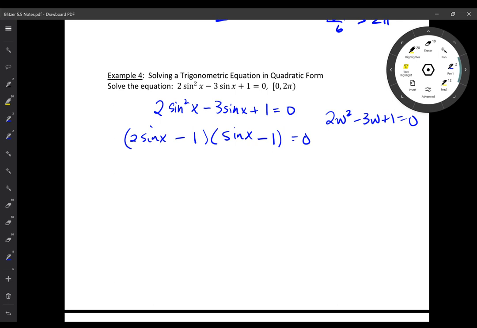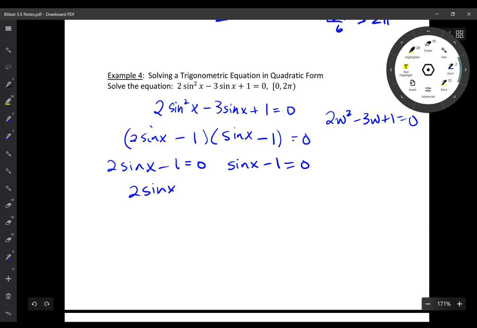So now I need to go ahead and solve with zero product property. So 2 sine x minus 1 equals 0, and sine x minus 1 equals 0. So it's 2 sine x equals 1, sine x equals 1/2. And on the next one, add 1 on both sides, so sine x equals 1.